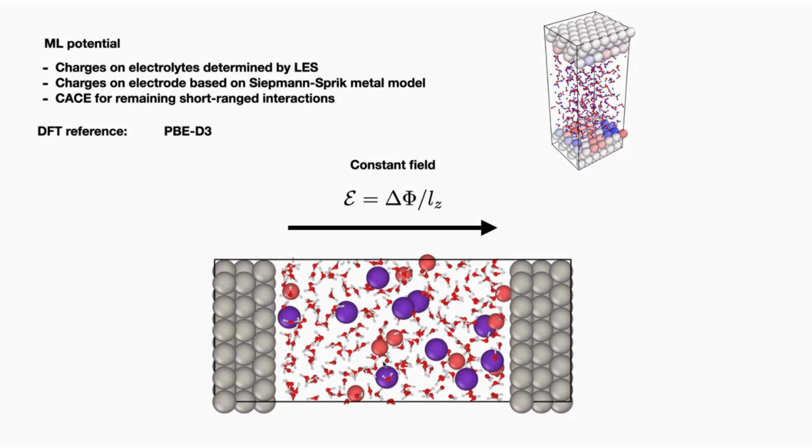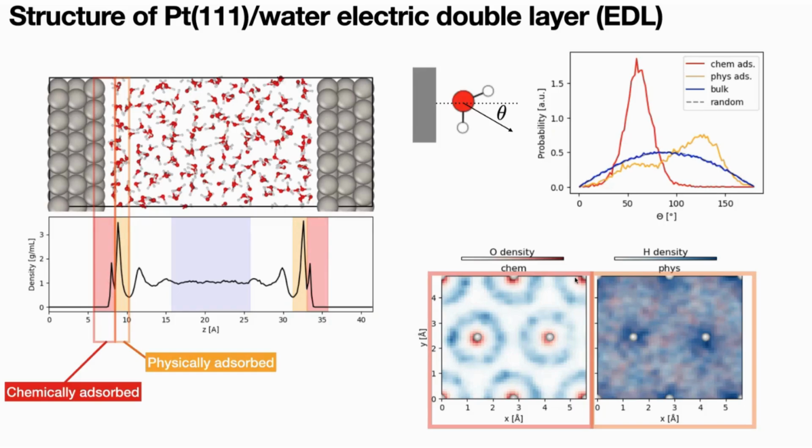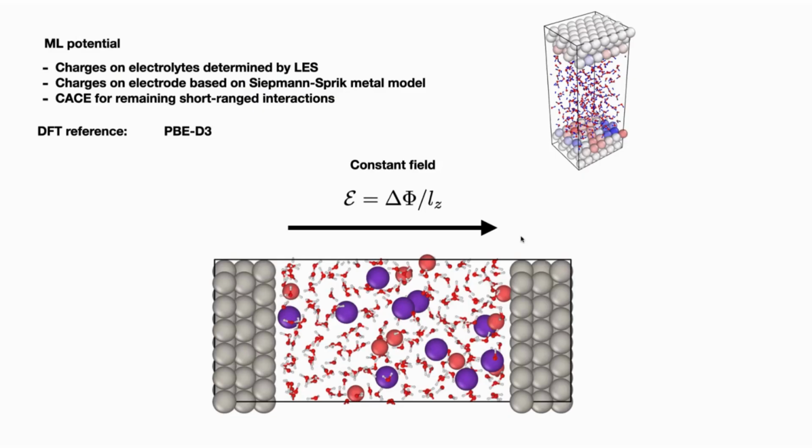Now, LESS by itself cannot model the long-range charge transfer on a metal surface, because that is in principle infinitely ranged. But one can couple LESS to a charge-equilibrated model, essentially the Siepmann-Sprik metal model. The charges on the metal are determined by the classic metal model that assumes the metal is a perfect conductor, which is not a bad assumption for the platinum that we use here. And for the electrolyte, the charges are described by LESS. With that, we can also perform constant potential or constant electric field simulations.